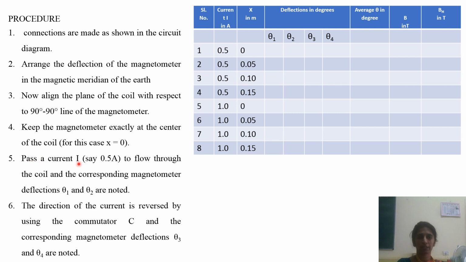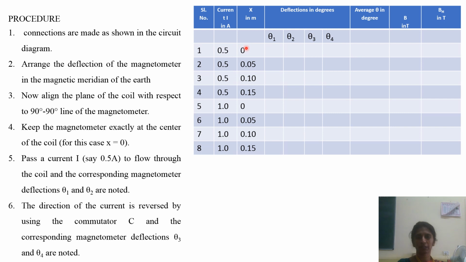Pass the current, let us say 0.5 ampere initially. Then note down the deflections theta 1 and theta 2. Next, the direction of the current is reversed by using the commutator C, and the corresponding magnetometer readings are noted, that is theta 3 and theta 4. Then take the average, you get theta, and you calculate B. BH is nothing but B divided by tan theta. So this is how we calculate B at x is equal to 0.